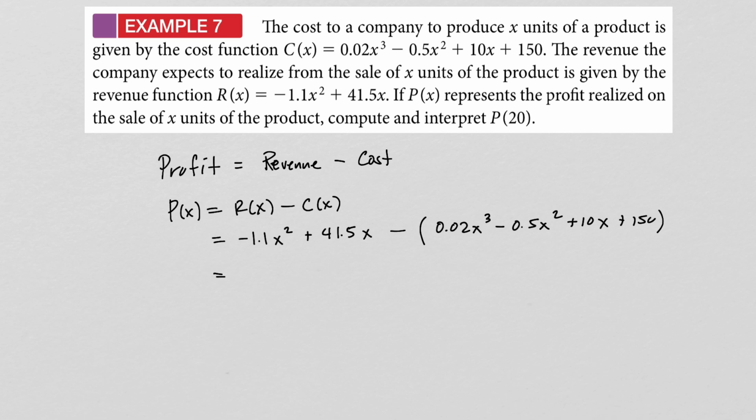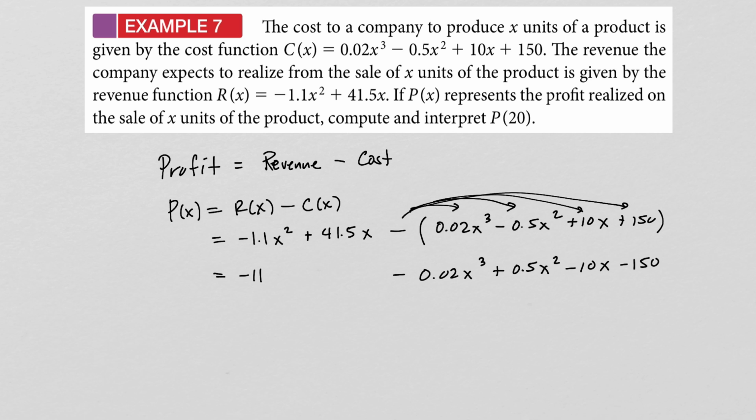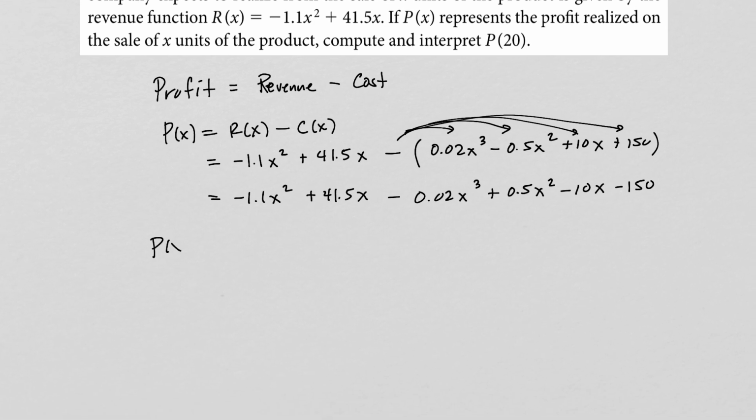So we need to distribute the negative here, like so. So this is going to be negative 0.02 x cubed, positive 0.5 x squared, and negative 10x, and negative 150. And then don't forget to bring these first two terms down here. And now we just need to combine like terms. So our P of X is going to be, let's put it in order. We have negative 0.02 x cubed.